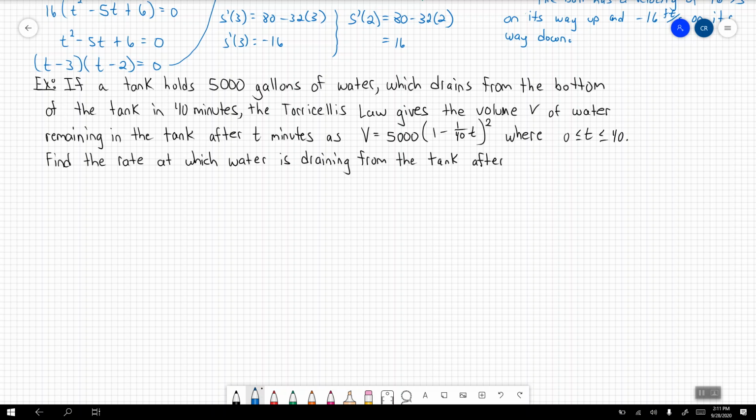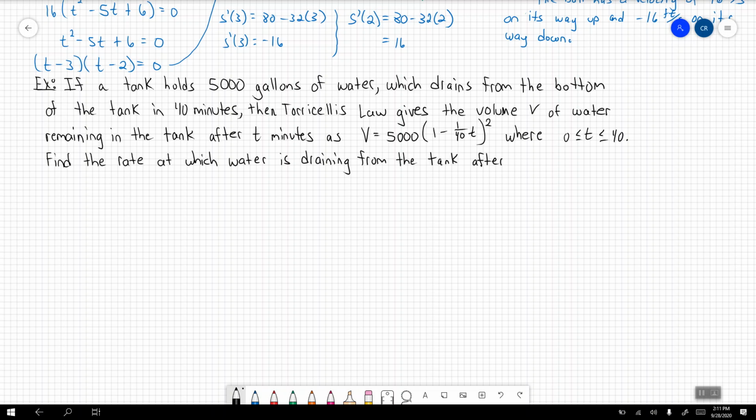This example says that if a tank holds 5,000 gallons of water, which drains from the bottom of the tank in 40 minutes, then Torricelli's law gives the volume V of water remaining in the tank after t minutes as V is equal to 5,000 multiplied by the quantity of 1 minus 1 over 40 times t, quantity squared, where t is between 0 and 40. And again, t here is going to be time, in minutes.